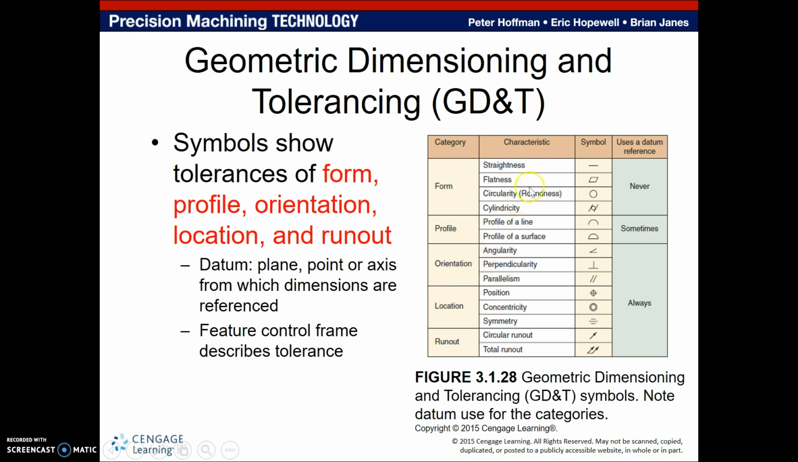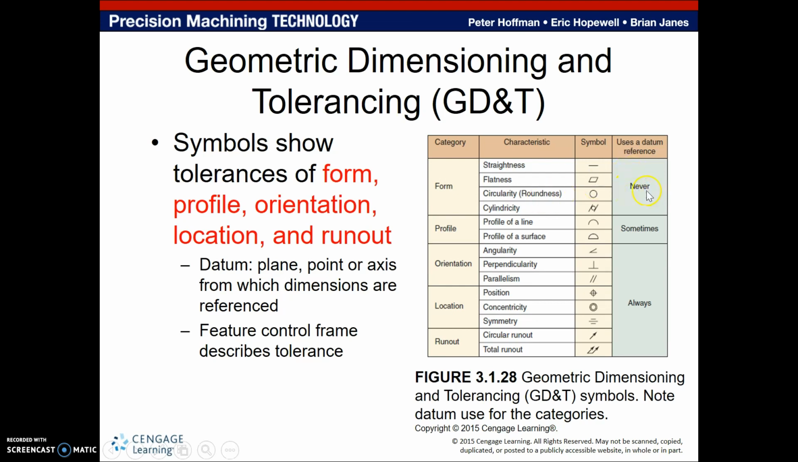Another example might be something like flatness. Notice that flatness is a feature of form. In fact, flatness is interesting because it's very unnatural. Try to find something on Earth that's purely flat. Tough to do. Well, if we take a look at the symbol, if this flatness characteristic is applied to, let's say, a plane, then that plane has to stay flat within a certain amount of, let's say, thousandths of an inch or hundredths of a millimeter, and so on and so forth.